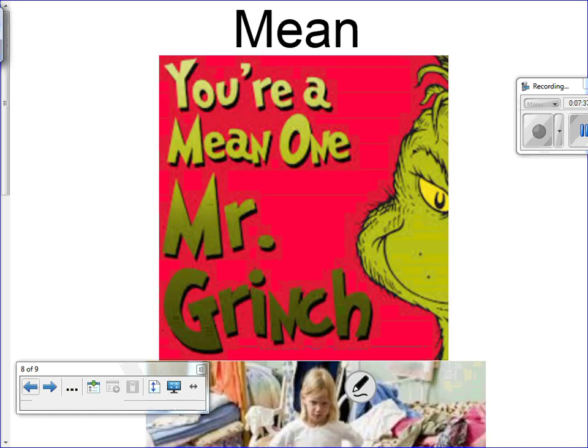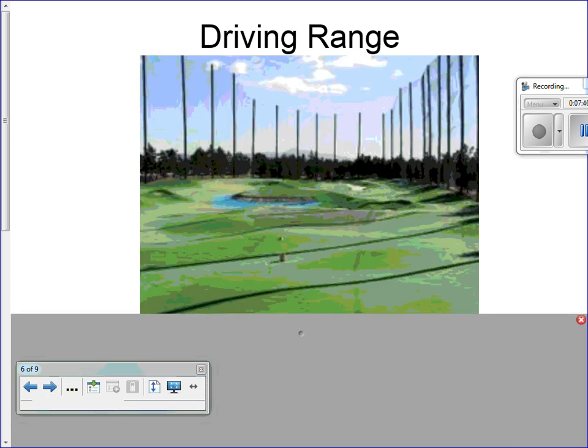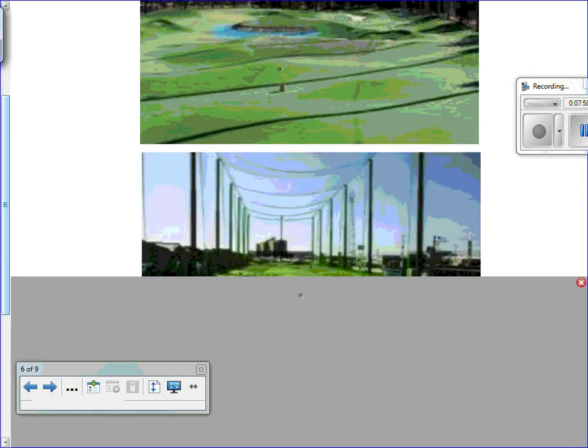Range. Where did my range slide go? I skipped past range. I'm going back to range. Range, I think of the driving range. When I grew up in Japan, I did a lot of golfing. There were driving ranges just like this all over the place. Sorry, kids, I missed the range. We're going to have to rewind and fast forward, but we're going to keep going here.